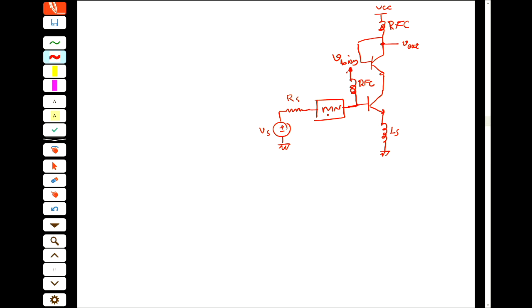To find this matching network, it's not as straightforward as the CMOS, because here what you see as a Z-in, you saw that Z-in equals R pi in parallel with C pi plus beta plus 1 multiplied by LS. So the resistive value of this Z-in is not controllable. So definitely you need a matching network. You need an LC matching network.